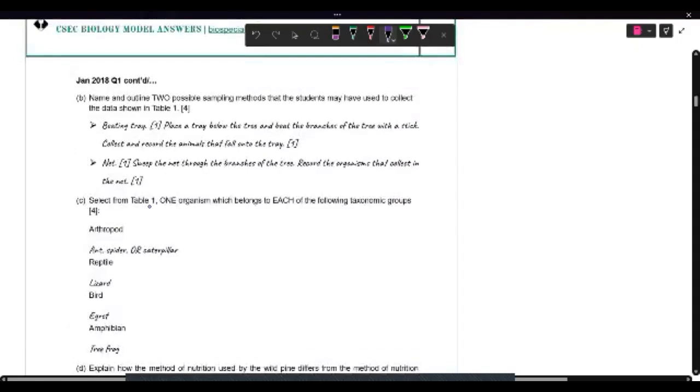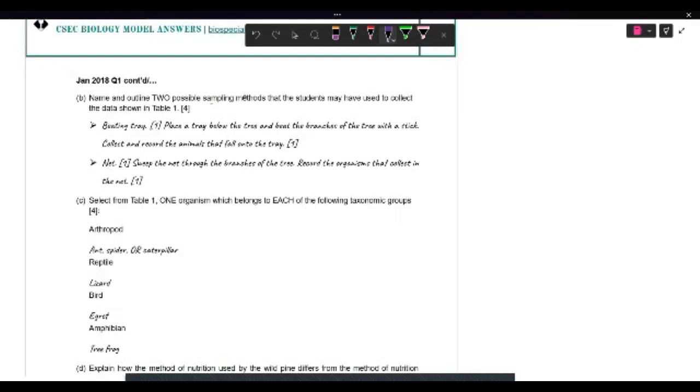Name and outline 2 possible sampling methods used to collect the data. And remember, we were collecting it from a tree, right? It was a tree study. So because it's a sampling method, and as well, it's one tree that you are sampling from, a transect or a quadrat wouldn't really work here, right?